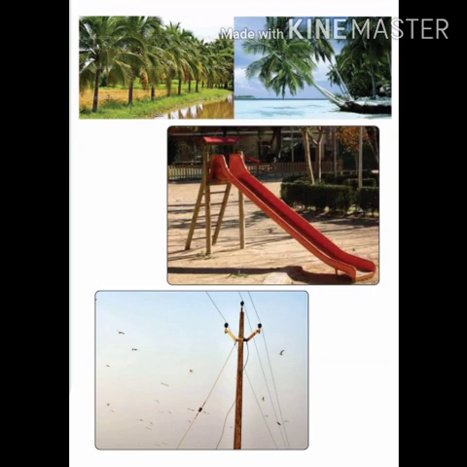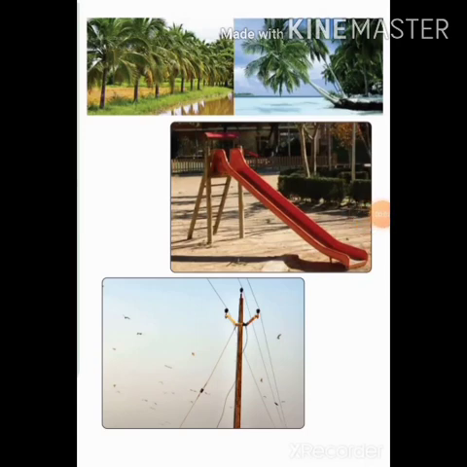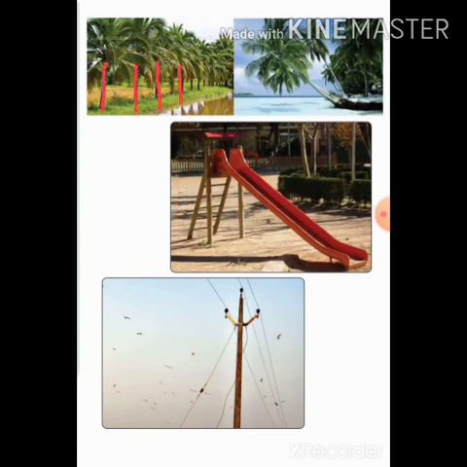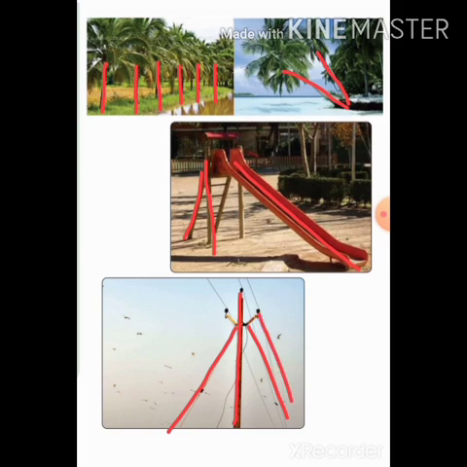Let's check that. Look at these pictures. There are four pictures. Let's check what is straight upward and what is slightly slanted. Just look at the first picture. There are some coconut trees going straight up. In the second picture, there are slanted coconut trees. And what about the next picture? There are some things straight and slanted. The post is straight, and the lines are slanted. These are some examples of straight and slanted lines. Just think about what is straight and what is slanted.